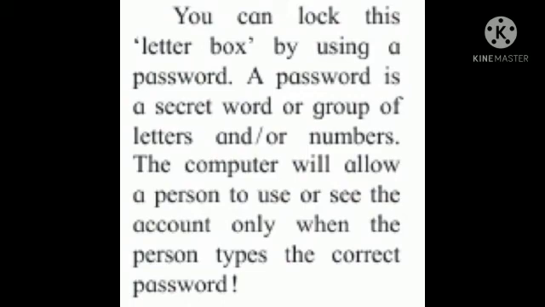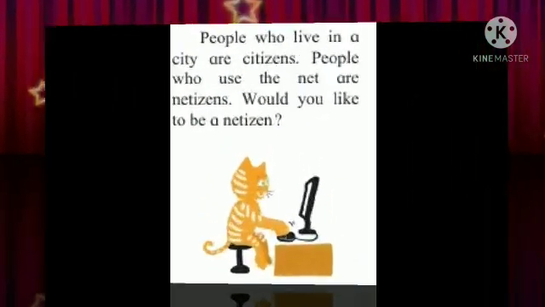The computer will allow a person to use or see the account only when the person types the correct password. Once you have set your password, the system will allow a person to use or see the account only when he puts the correct password. Then only your account will open and you will be able to see your account or messages. So you have to put the correct password on your computer. Let's move to the next paragraph of the lesson.